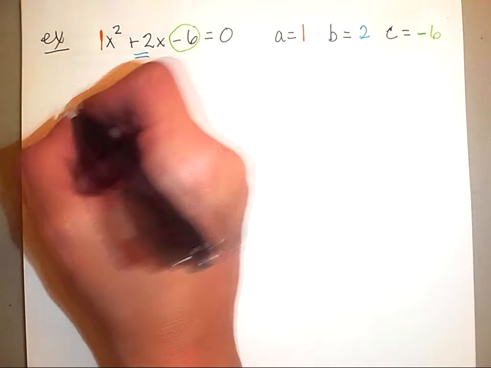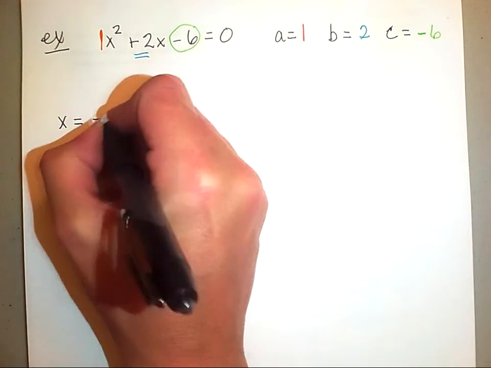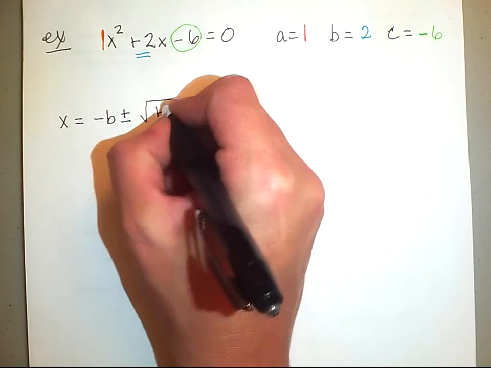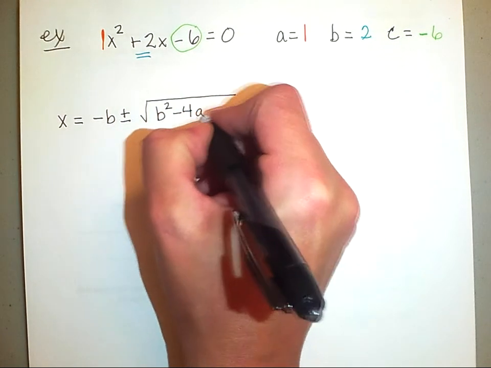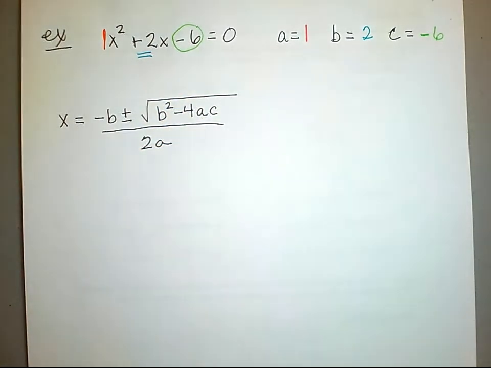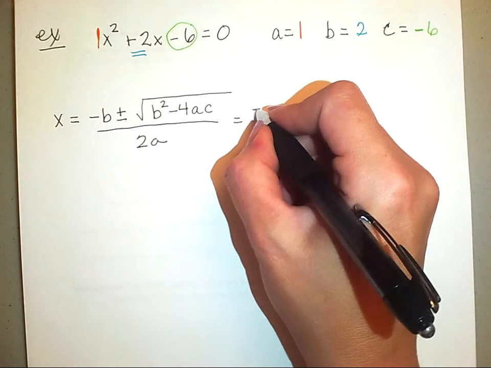Alright, now let's write down our quadratic formula. x is equal to negative b plus or minus the square root of b squared minus 4ac all over 2a. Write this down with every homework problem that you do so you can get it memorized. Now, this is equal to, let's start substituting in.